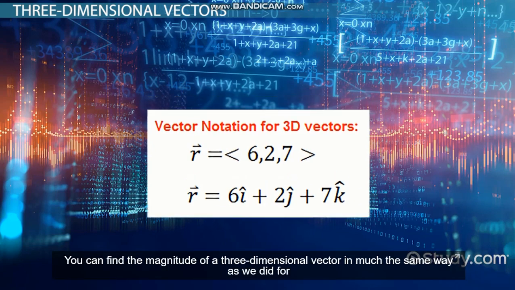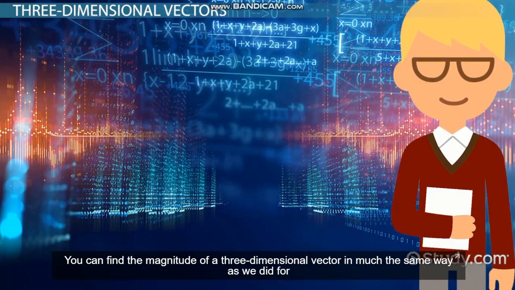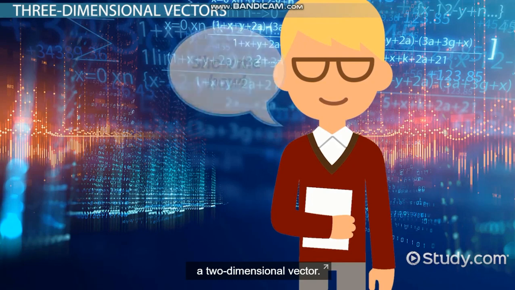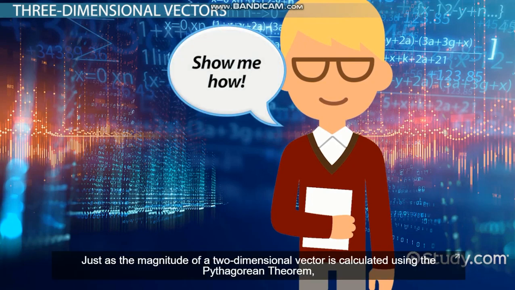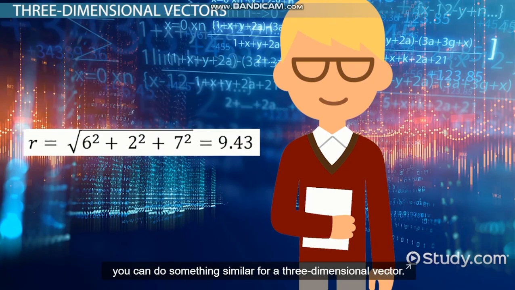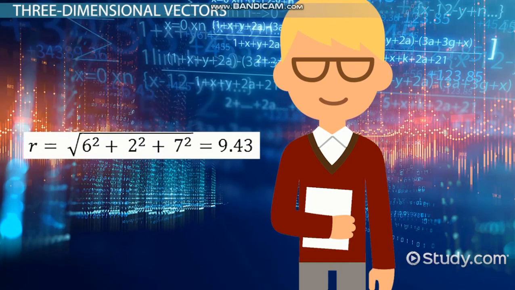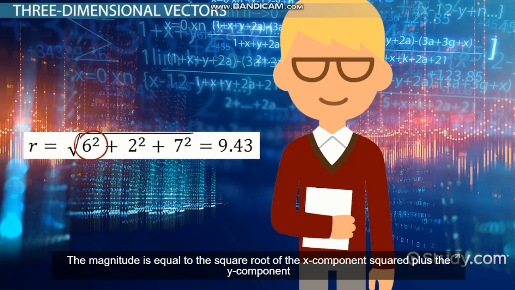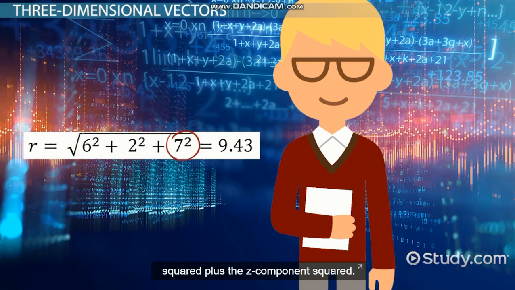You can find the magnitude of a three-dimensional vector in much the same way as we did for a two-dimensional vector. Just as the magnitude of a two-dimensional vector is calculated using the Pythagorean theorem, you can do something similar for a three-dimensional vector. The magnitude is equal to the square root of the x component squared plus the y component squared plus the z component squared.